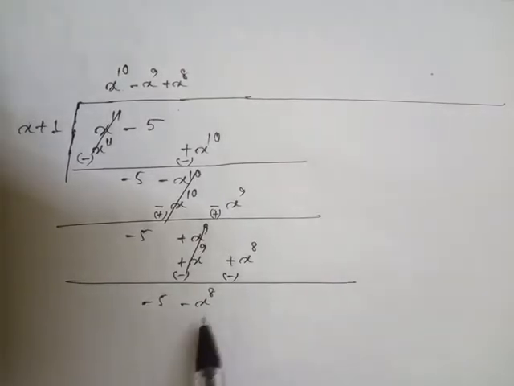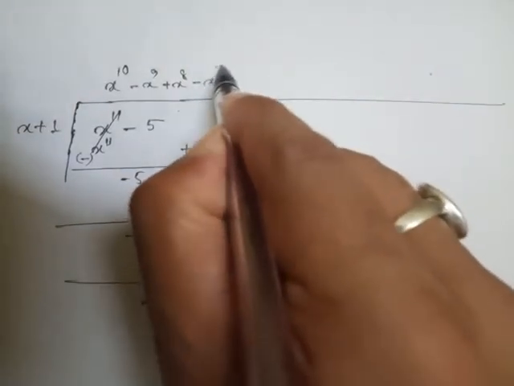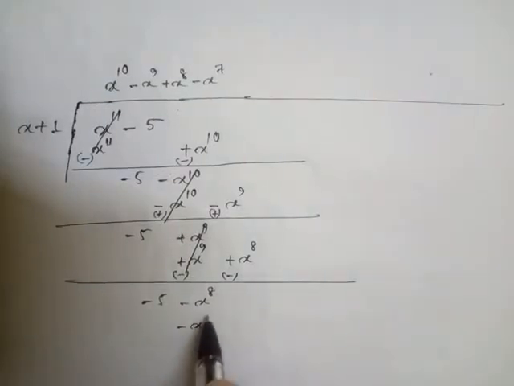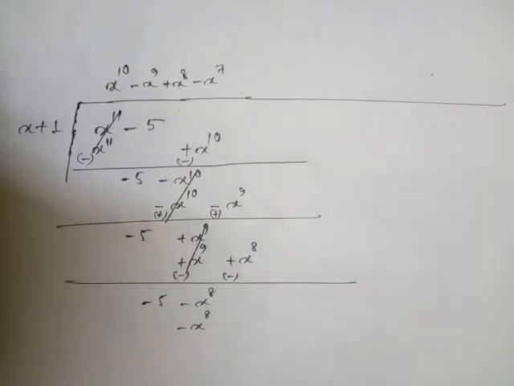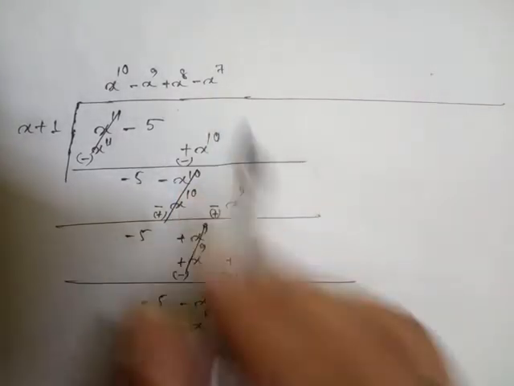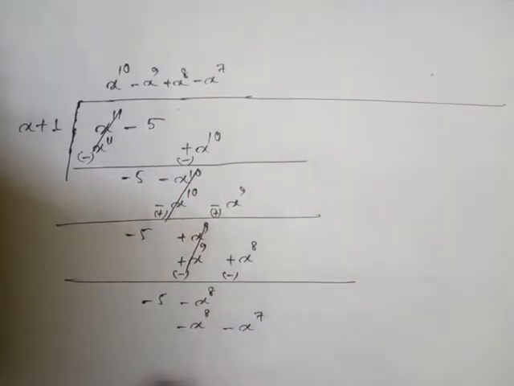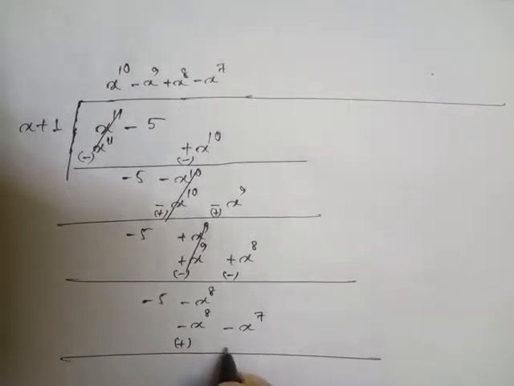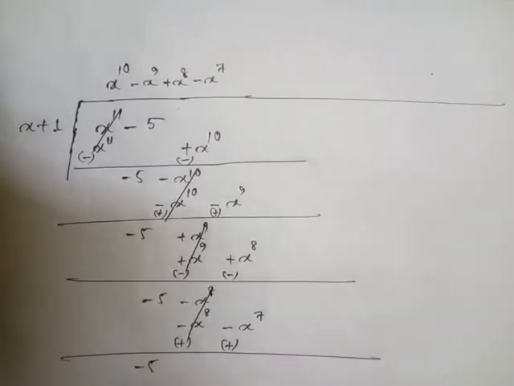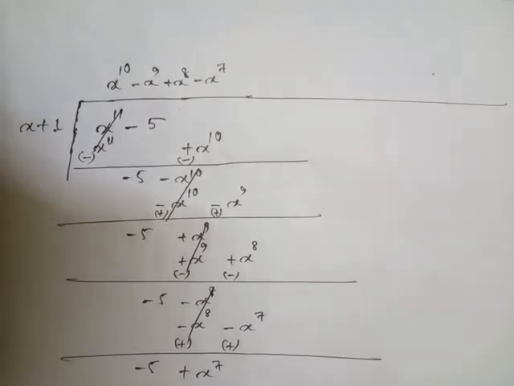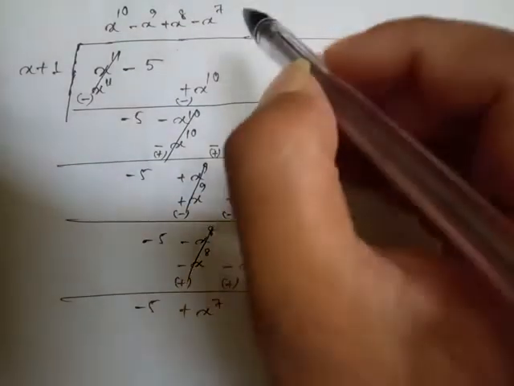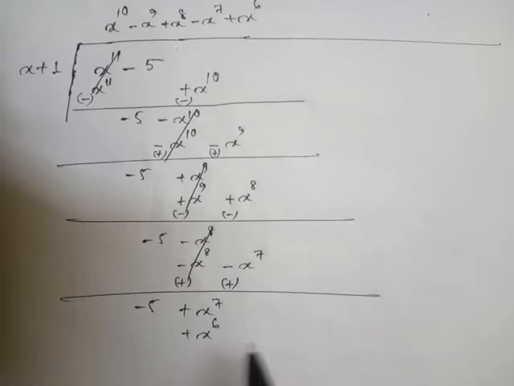Now the next one would be minus x to the power 8. So here I will write down minus x to the power 7 into x, which means minus x to the power 8. And after that, we'll write minus x to the power 7 here. Now again this will become plus, this also becomes plus, cancel these two, minus 5 and plus x to the power 7. Now next, write x to the power 6 into x, which becomes x to the power 7, and there is x to the power 6.